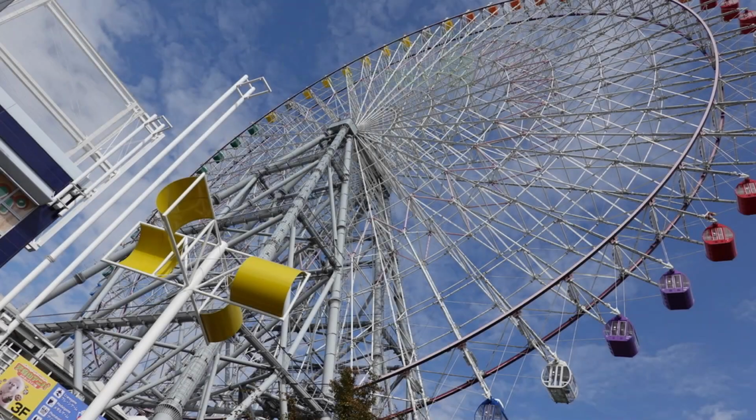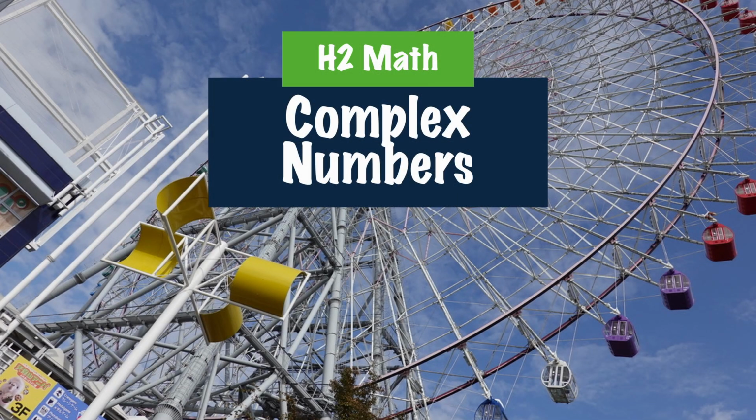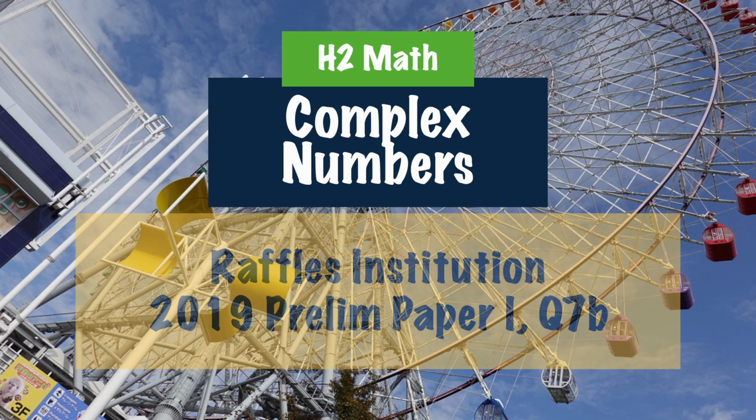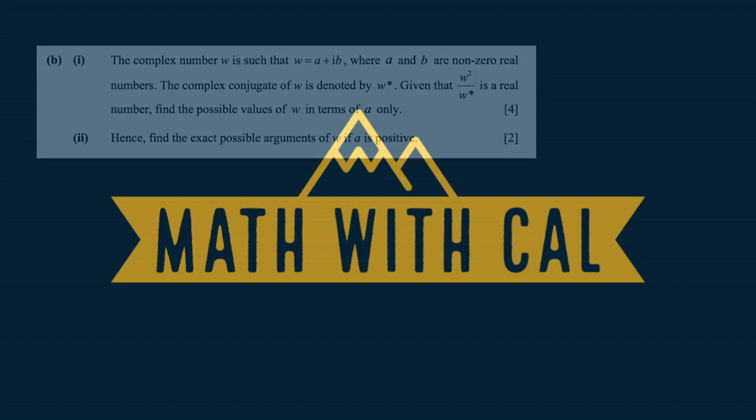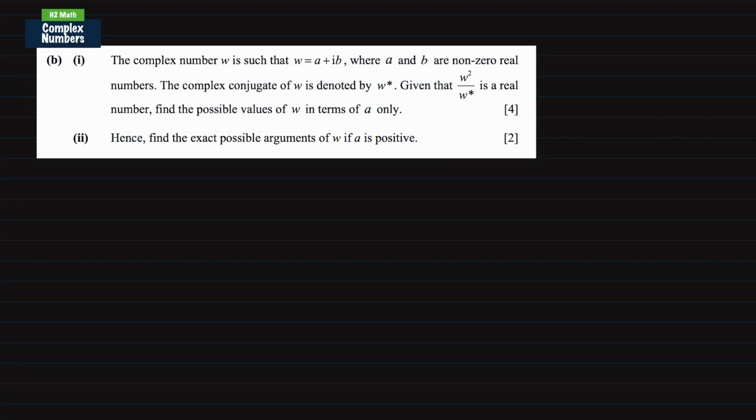Everyone, we're going to do some complex numbers questions again, and this is taken from the Raffles Institution 2019 Prelims Paper, Part 7b. So if you're ready, let's jump right in. Now the question wants us to find the possible values of w in terms of a only, given that w square over w star is a real number.